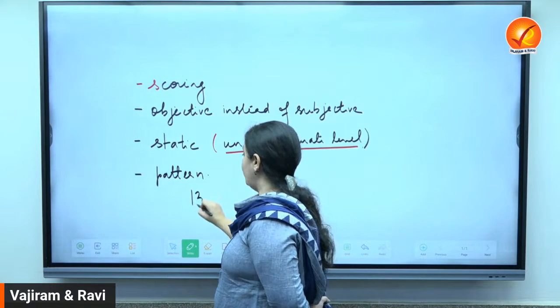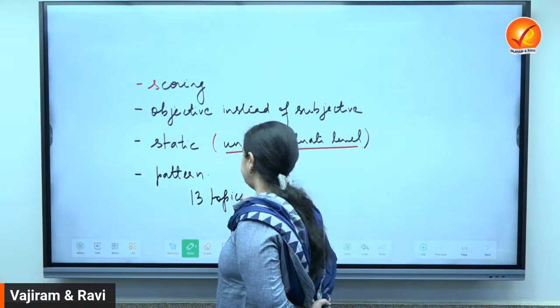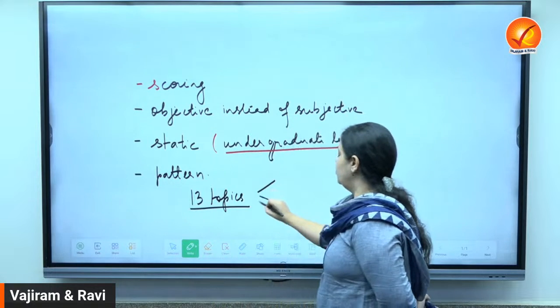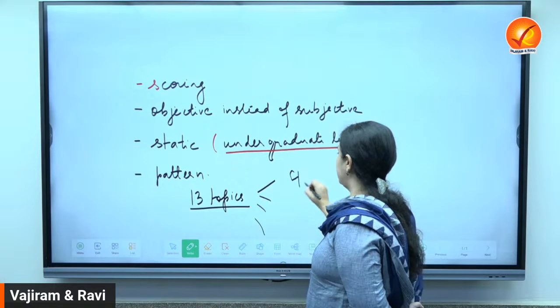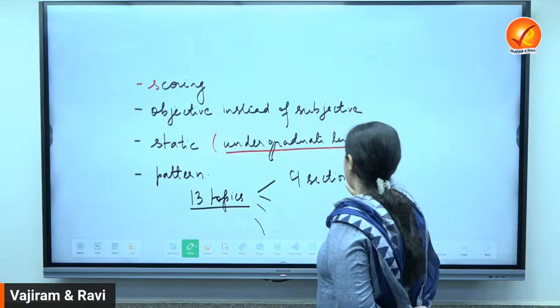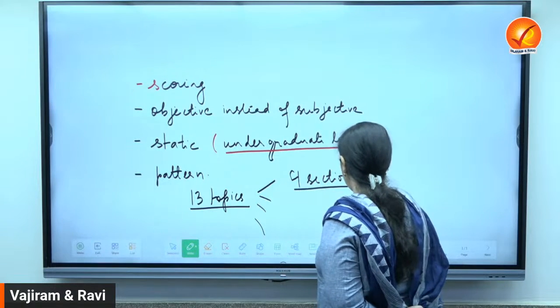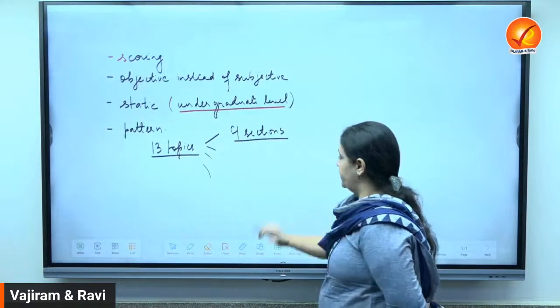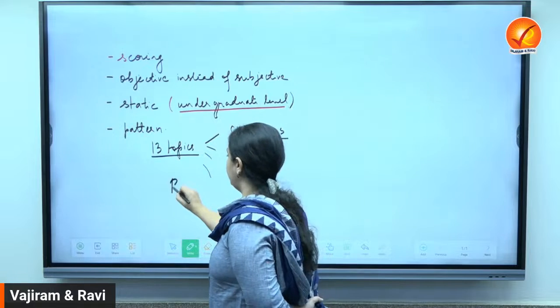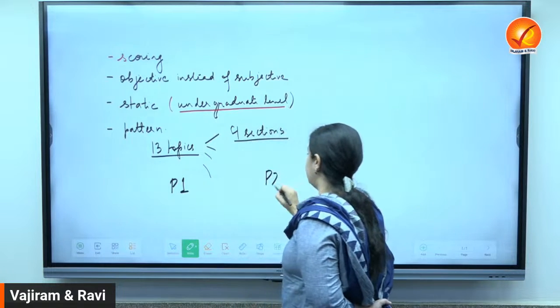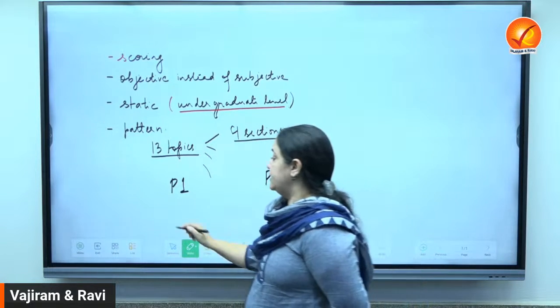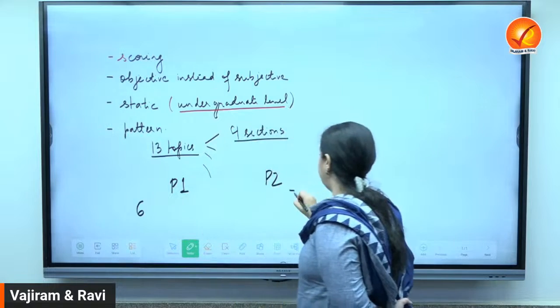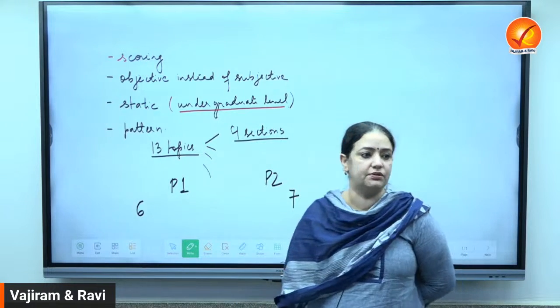There are 13 topics in all. They are divided into 4 sections, and they are clubbed very beautifully with other topics. As you know, the format of the paper in any optional is that there is a paper 1 and there is a paper 2. There are about 6 topics that get covered here, and there are about 7 topics that get covered here.